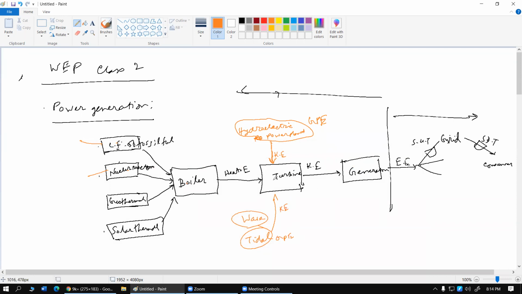Converted into KE in the process of flow, which is fed to the turbine. The turbine converts the KE, the turbine delivers the KE into the generator, and the generator converts it to electrical energy.